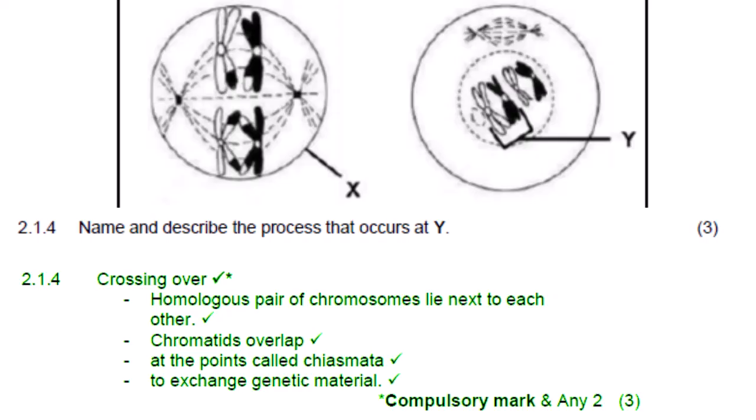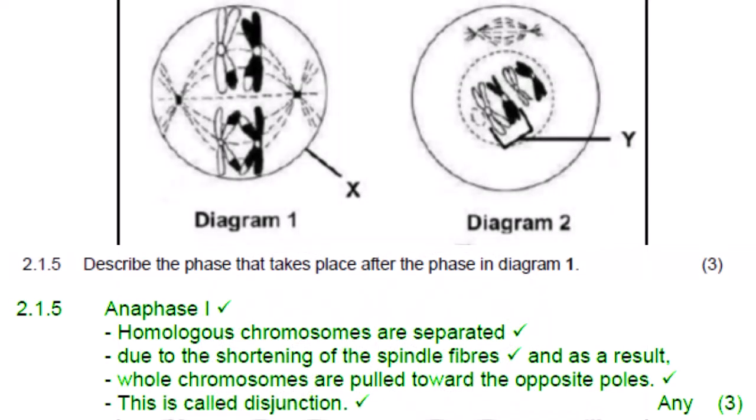Wow, so you can't miss that term. What happens after that? 2.1.5 asks to describe the phase that follows diagram 1. Since diagram 1 was metaphase 1, the next phase is anaphase 1. In this stage, the homologous chromosomes are separated because the spindle fibers shorten. As a result, the whole chromosomes are pulled toward opposite poles. This specific separation process is officially called disjunction. Disjunction. I will remember that.